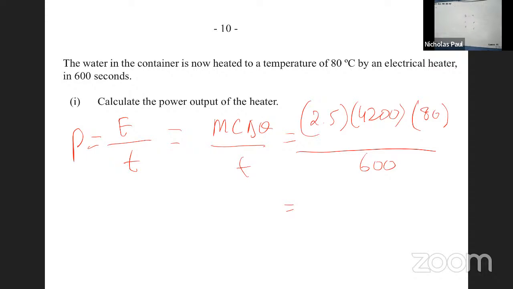How much y'all got? 1.4. So 1.4 kilojoules. Kilojoules or kilowatts? Power, right? Power is in watts. Check it back and make sure now, please. You correct? You sure? All right. Tushar, you okay with that? Right, so that's thermal there.